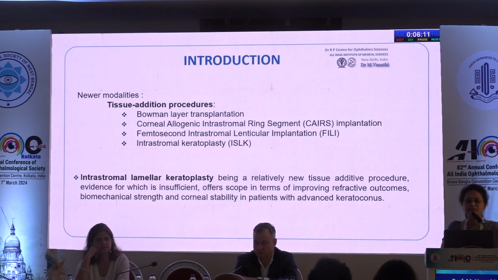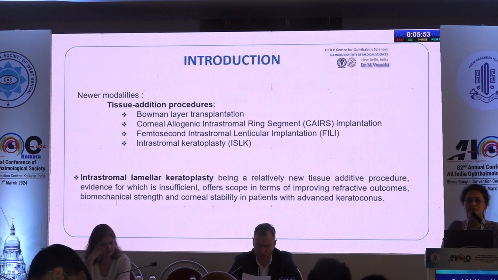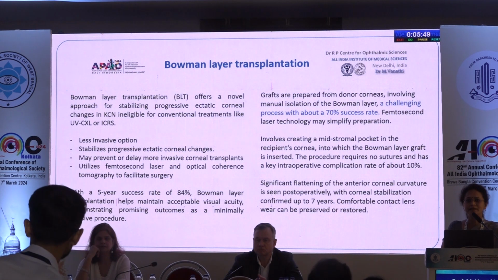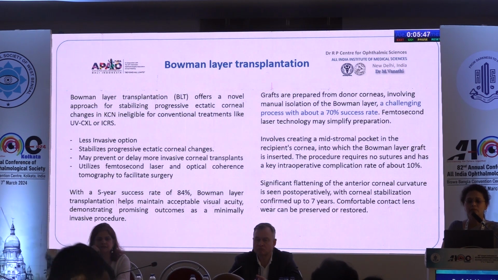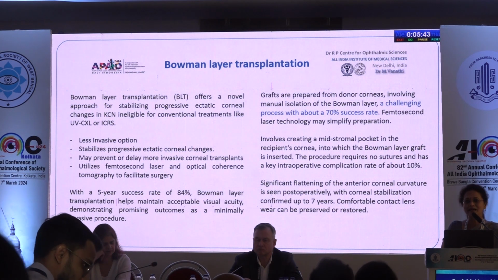When you look at tissue addition keratoplasties, what we largely have is the first three. We have the Bowman's layer transplantation, the corneal allogenic intrastromal ring segment implantation, the KERS, and the femtosecond intrastromal lenticular keratoplasty, and the last one. So these are the three tissue replacement procedures which we could probably adopt in management of our keratoconus cases here.